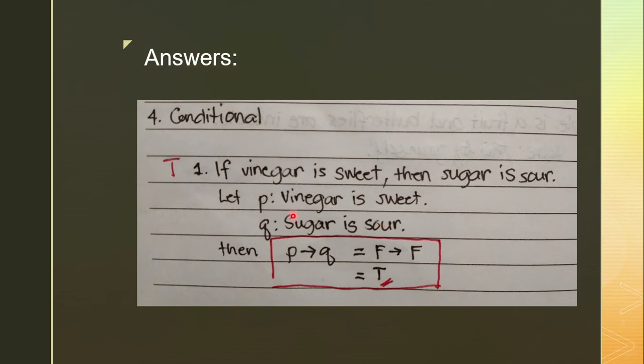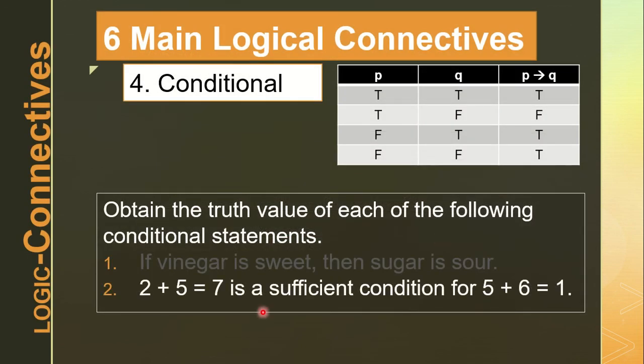Okay, the vinegar is not sweet, it's sour. Sugar is sweet, not sour. So both of them have false truth values. Now our hypothesis is false, our conclusion is false, so the compound statement is true. How about number 2? What is the truth value of the compound statement in number 2?